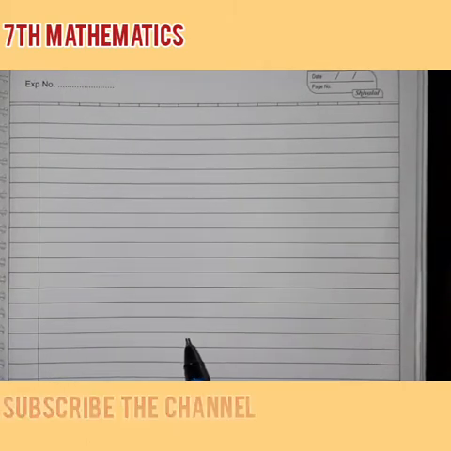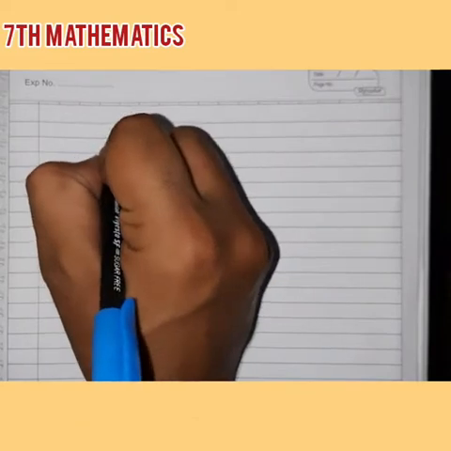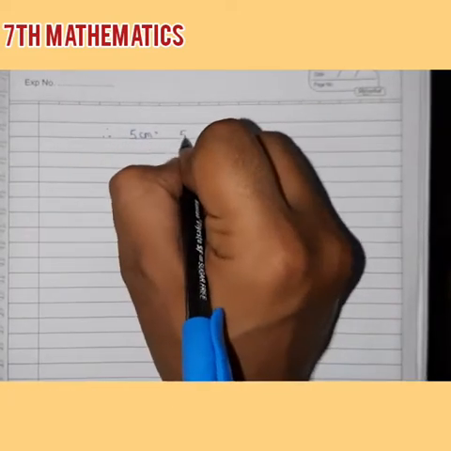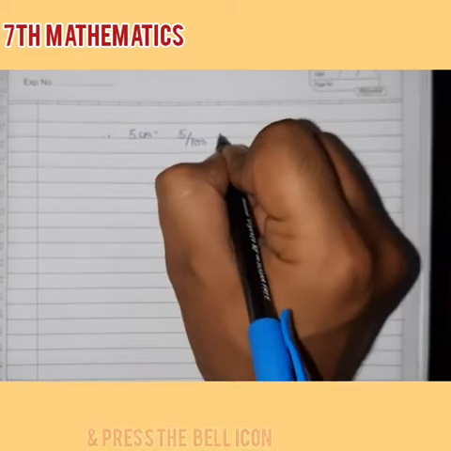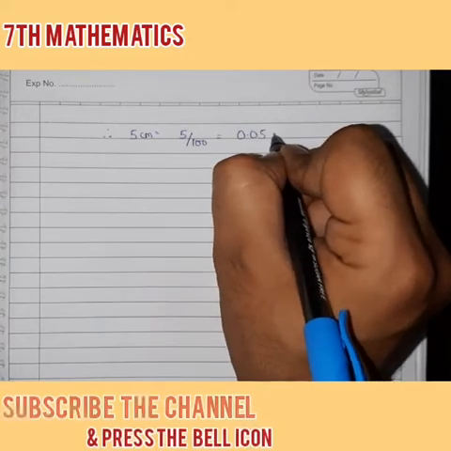Now since 1 centimeter equals 10 power minus 2 meter, therefore 5 centimeter equals 5 upon 100, that will be equal to what? 0.05 meter.